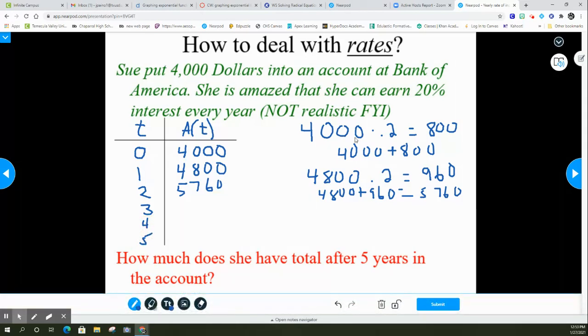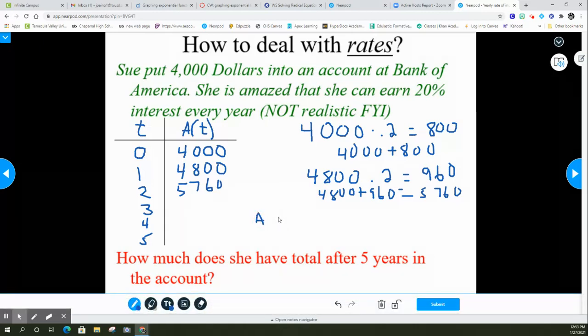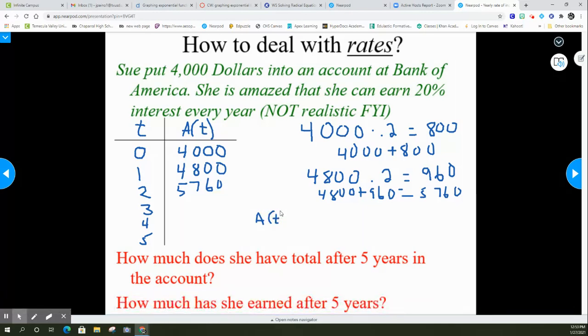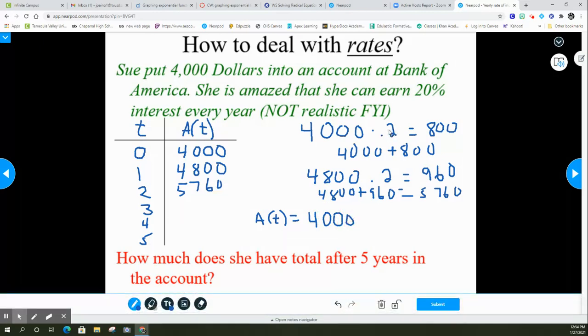Is there a way to create a function that models this growth? There is, so we're going to look at that. What should the equation of A of T be? We know our initial investment is 4,000. That's going to grow for 5 years. What's it growing by? Every year, look what I'm doing: I'm multiplying by 0.2 and adding 800, multiplying by 0.2 and adding that amount. So that adding is always that initial amount.